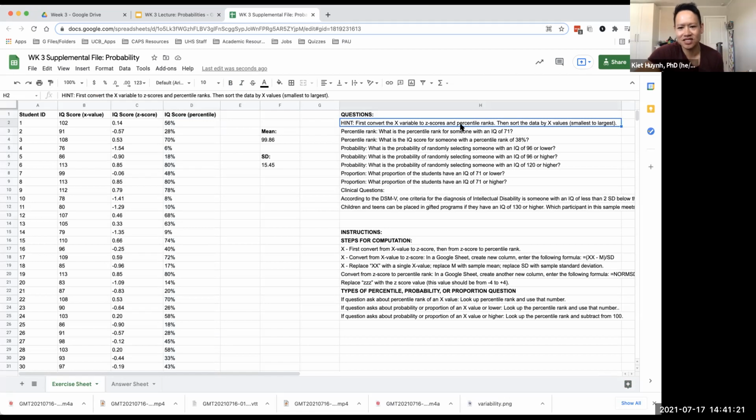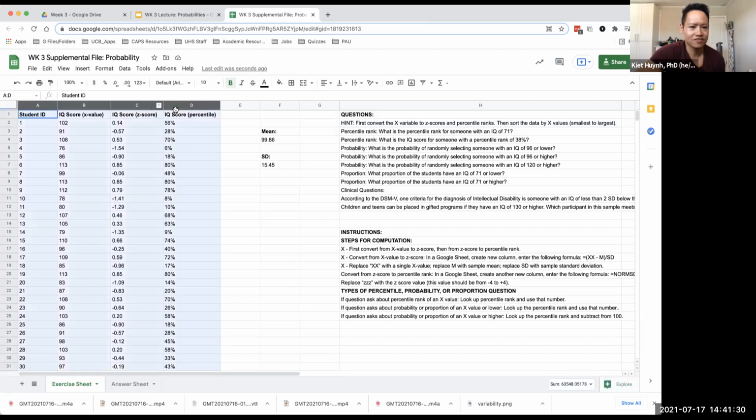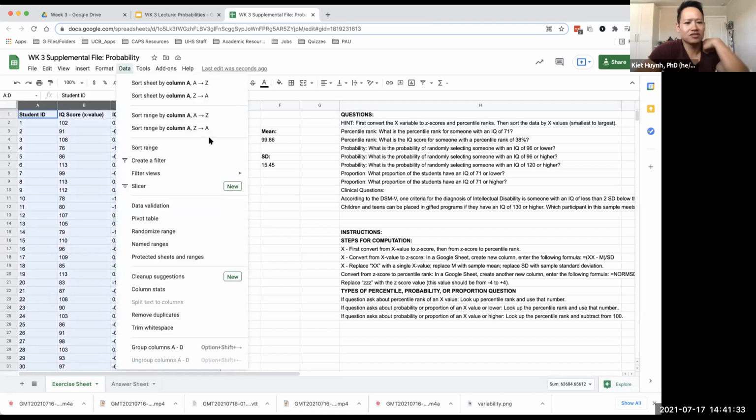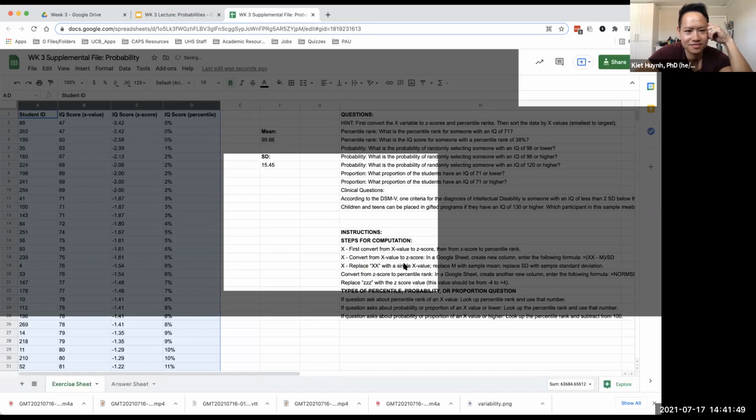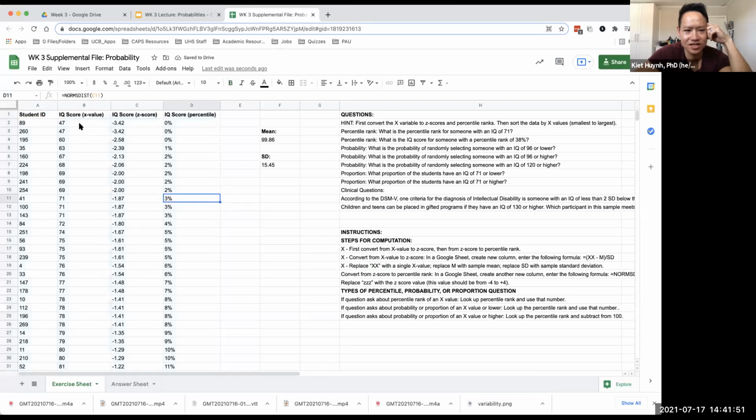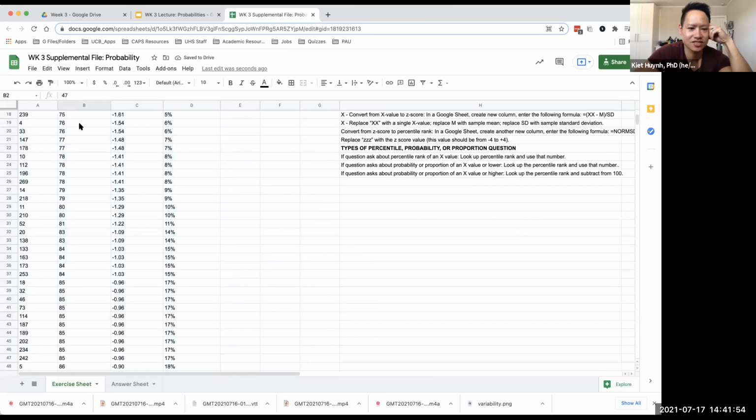First convert X variables to z-scores and percentile ranks. And now we need to sort the data by the X values from smallest to largest. Okay, remember the way to sort it is by highlighting all the columns. You go to data, you go to sort range, and click on data has a header row, and click on the column that you want sorted by, which is the X value. And then you go to sort. Okay, so what I did is sort the X values from smallest to largest here.